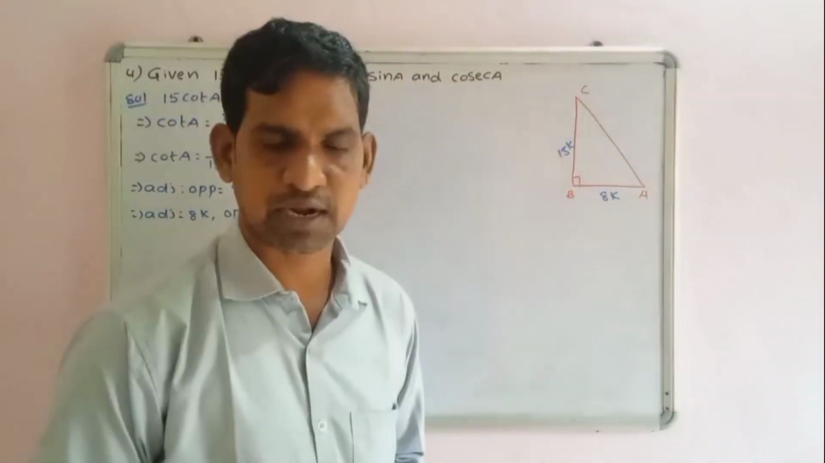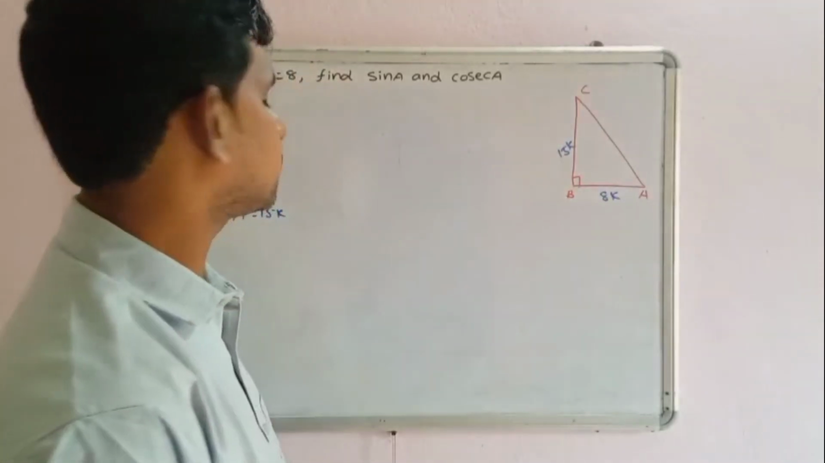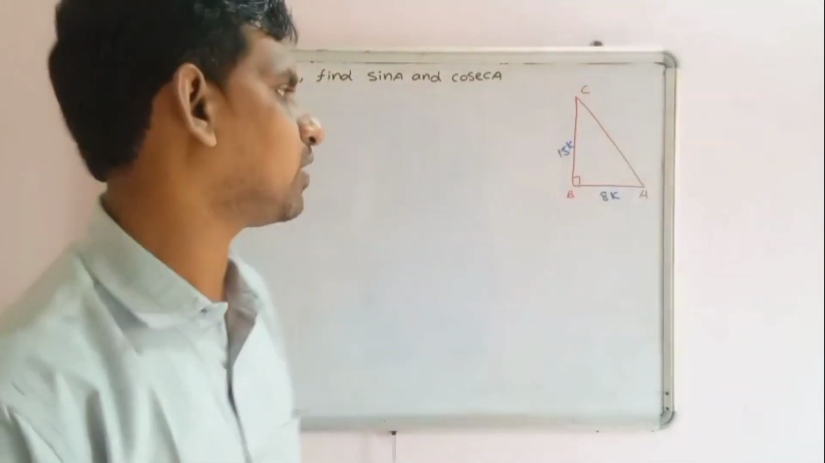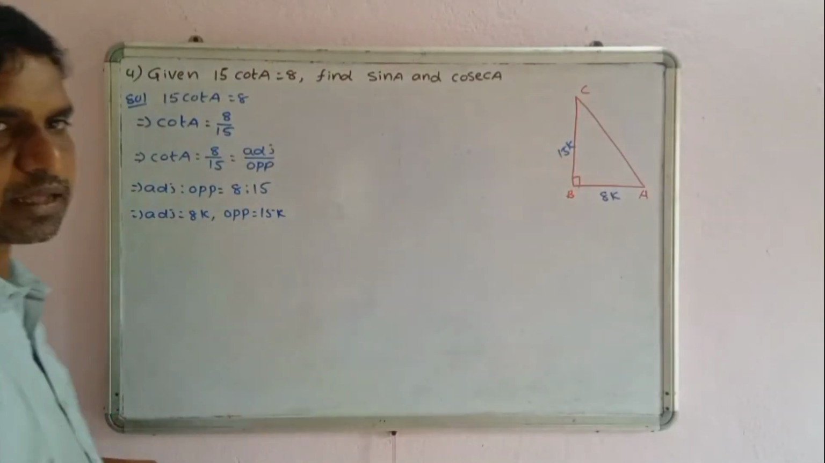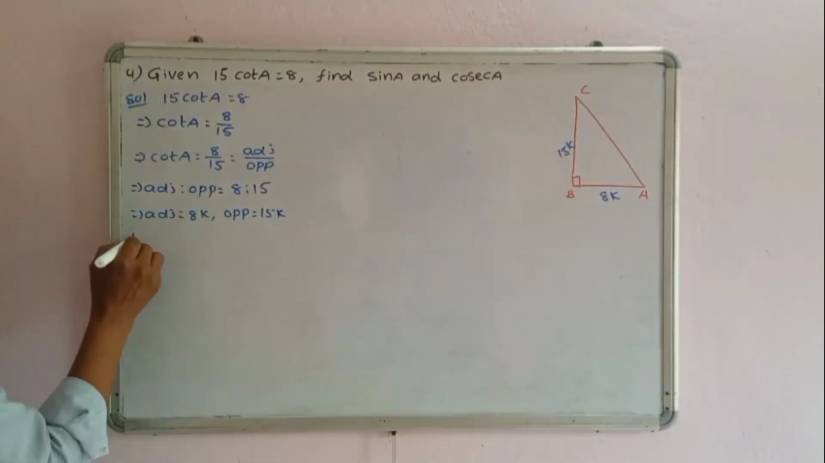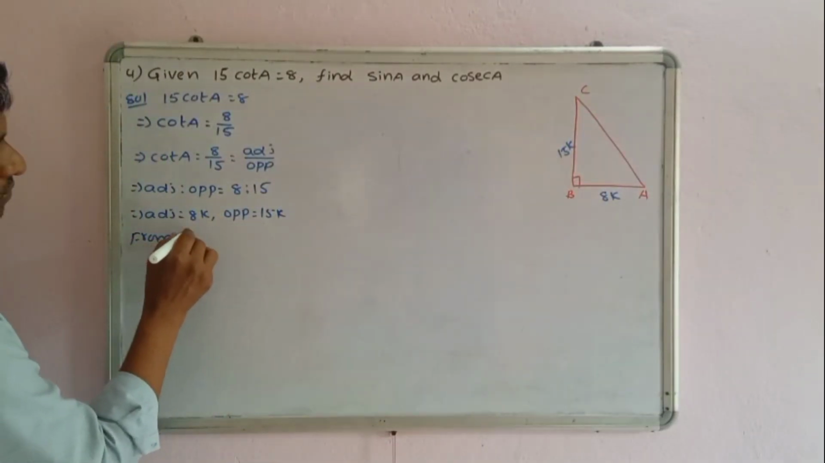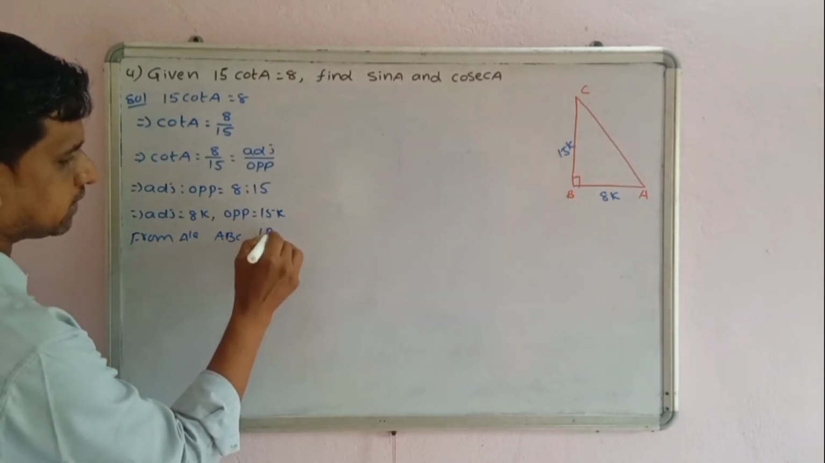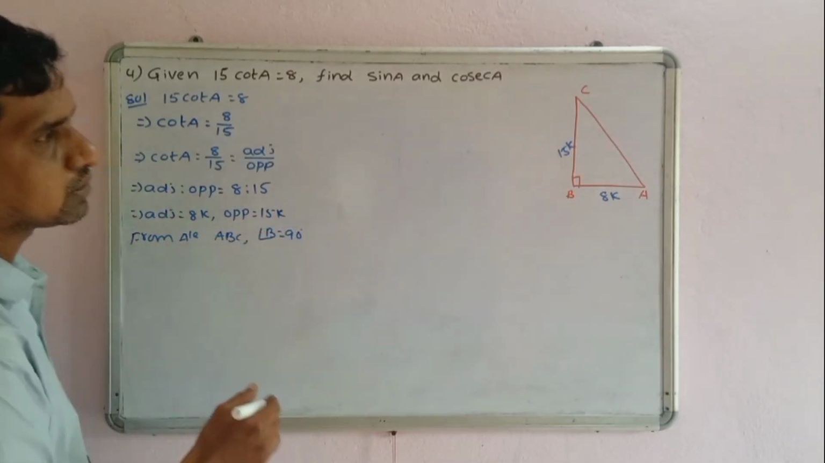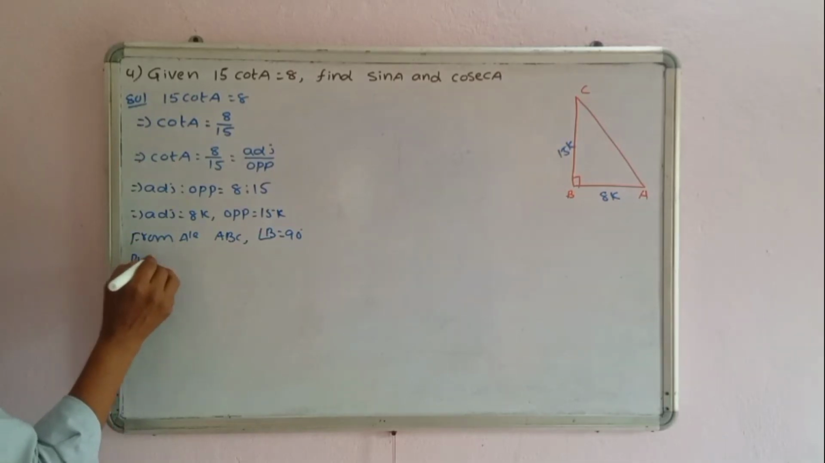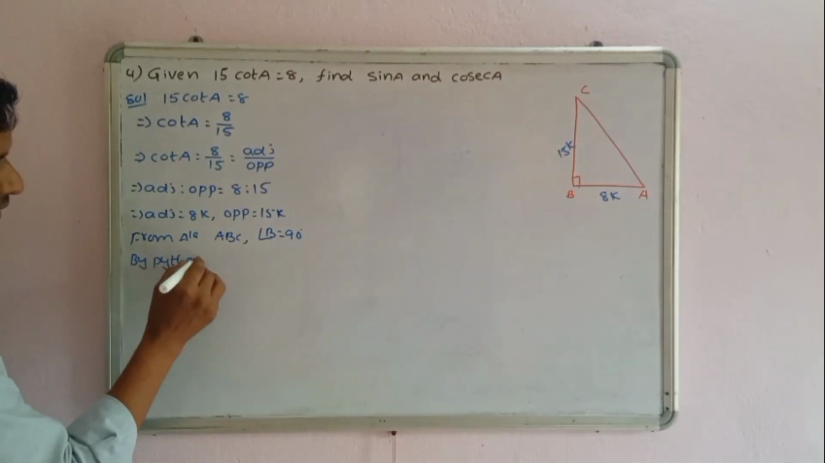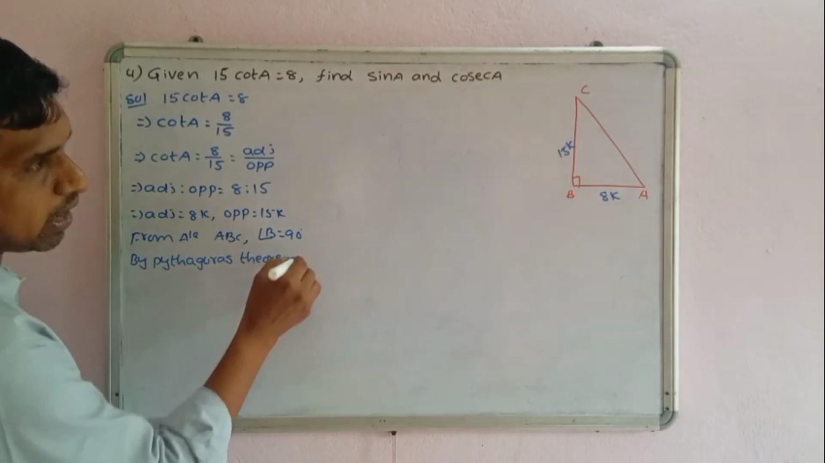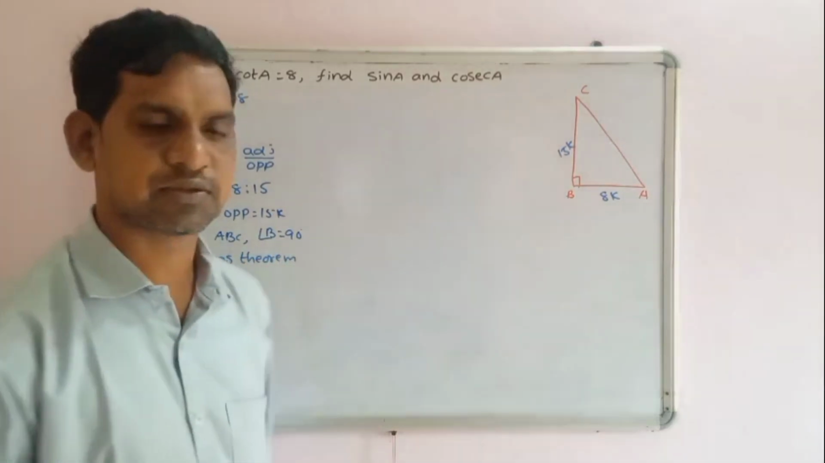Okay, now we will find sin A and cosecant A. Sin A means what? Side opposite to A over hypotenuse. We don't know the value of hypotenuse. First find the value of hypotenuse using Pythagoras theorem. Okay. From triangle ABC, angle B is 90 degrees. So by Pythagoras theorem, hypotenuse square equals side square plus side square.